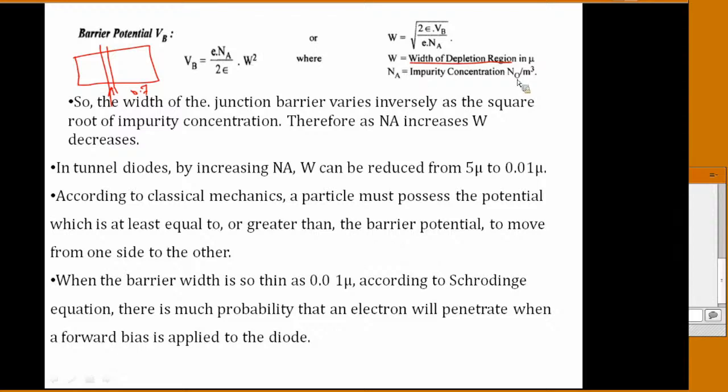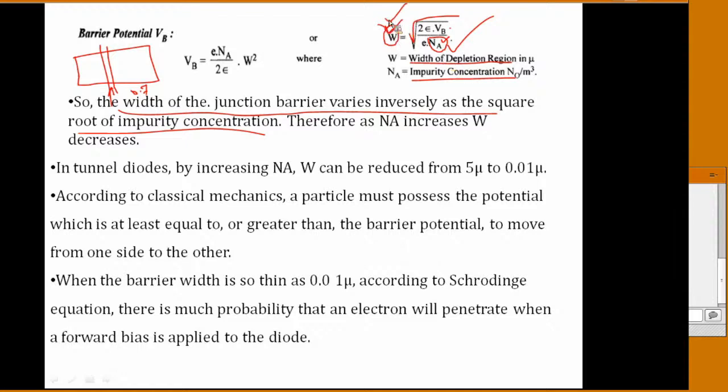Remember this expression, where the concentration is in per meter cube. Now see, what is the meaning of this? The width of the junction barrier varies inversely as the square root of the impurity concentration. Now see, the width of the junction barrier is inversely proportional to the square root of the impurity concentration.